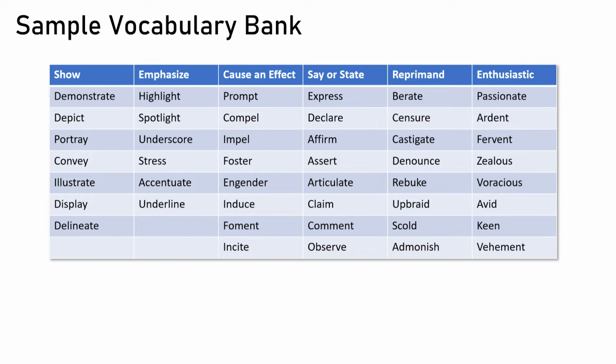In this vocab bank, each column is labeled with a different category, and the rows contain words that fit into each category. Notice how the words in each category aren't necessarily synonyms for each other. Instead, they just have similar uses. I recommend that you annotate your vocabulary bank to describe the differences between each word or how you might use each word in a sentence.